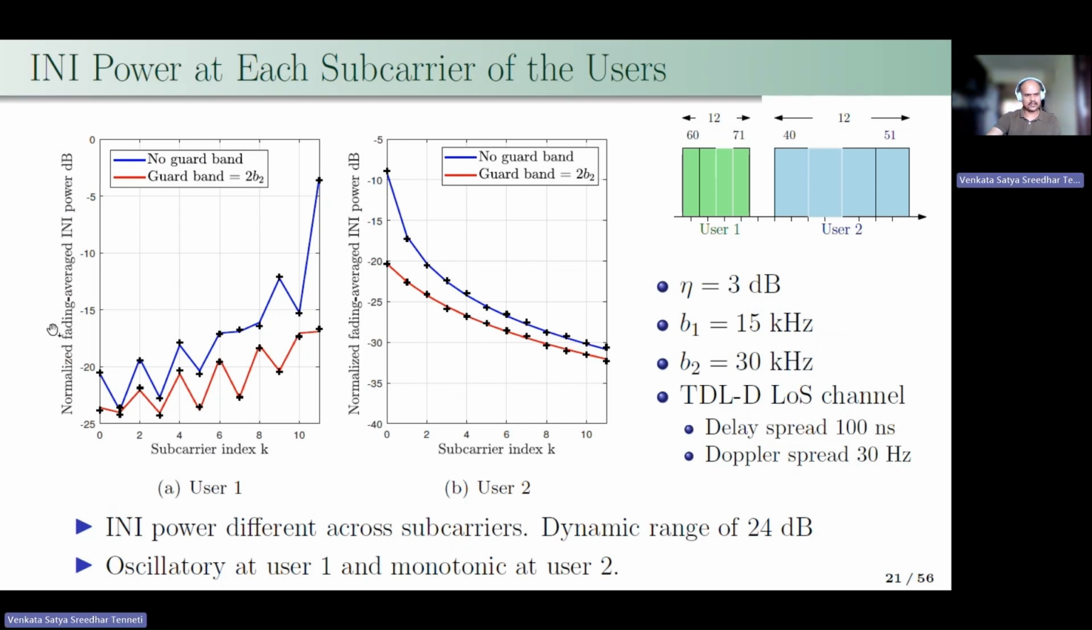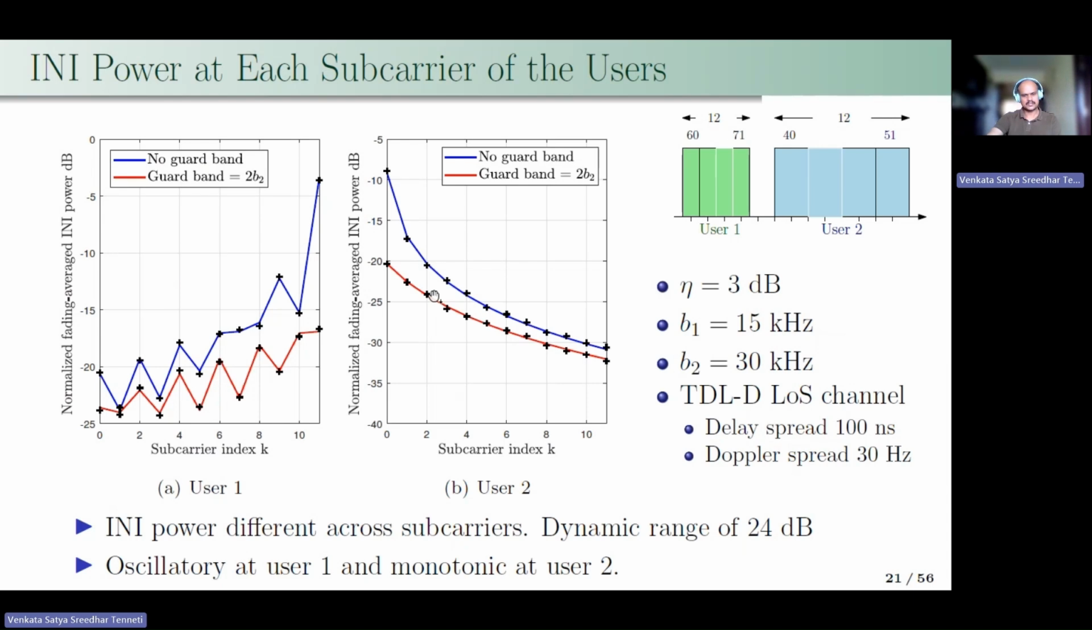So here we are plotting the normalized average INI power as a function of the subcarrier index for both the users. The blue curve shows the result for without guard band and the red curve shows the result for with guard band. The key observation is that INI power is different across subcarriers for both the users and it has a dynamic range of around 24 dB. And the INI power is oscillatory at user 1, whereas it is monotonic at user 2. And also we can see that the introduction of guard band reduces the INI power.